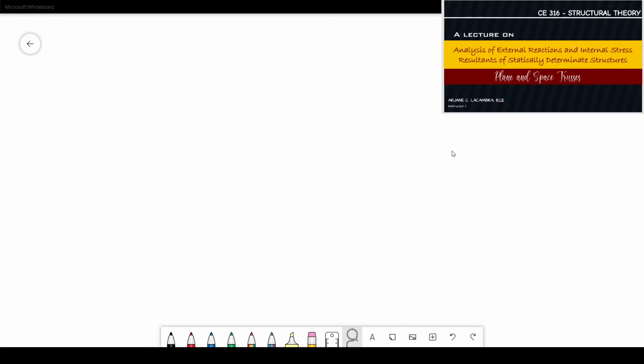Okay? For this discussion, it's actually divided into 3 parts. We'll start with the stability and determinacy of truss, then analysis of truss, specifically stress analysis of truss, then the analysis of roof truss. Actually, space truss is the 3D trusses. However, we decided to discuss roof truss instead.